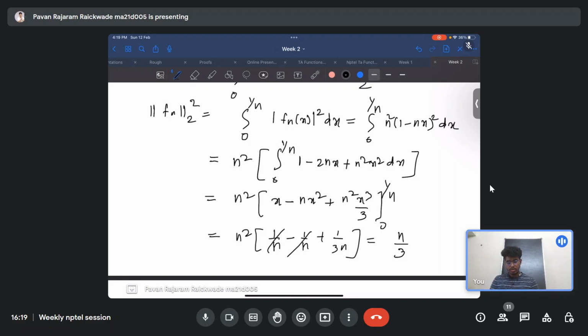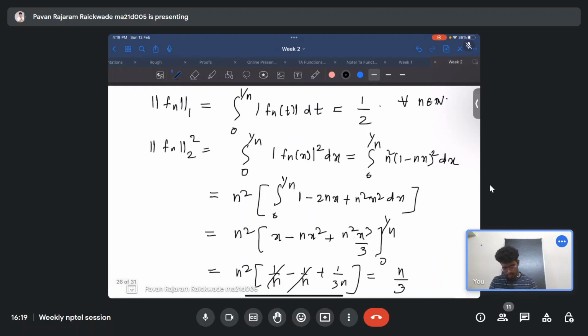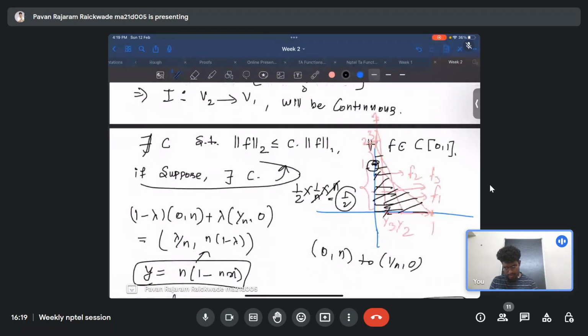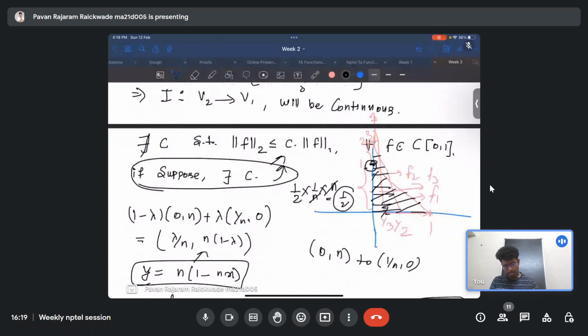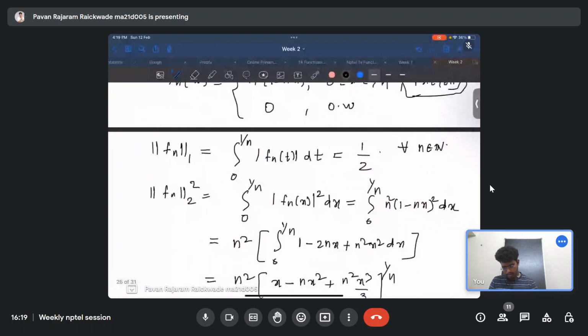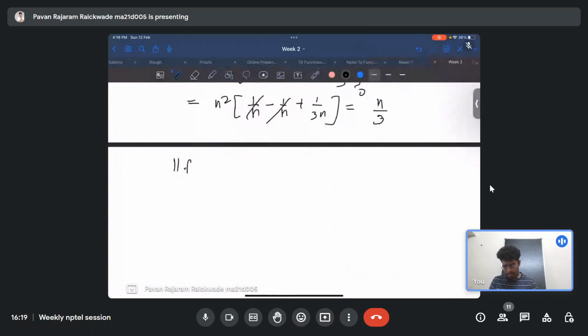Okay, so what did we get? See here carefully. First of all, we had assumed that there exists a C with this condition that norm f2 is less than or equal to C times norm f1 for every f belonging to C[0,1]. But then we got a family of functions with the property that the norm of fn2 squared is n by 3, which should be less than or equal to C times norm fn1, which is C by 2. This should happen for all n belonging to the natural numbers. You can see a straight away contradiction here.